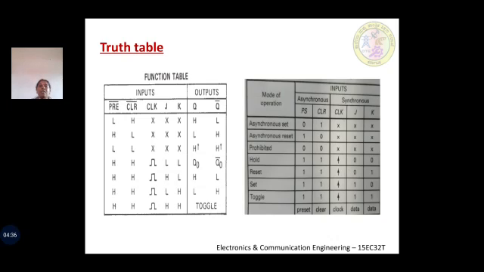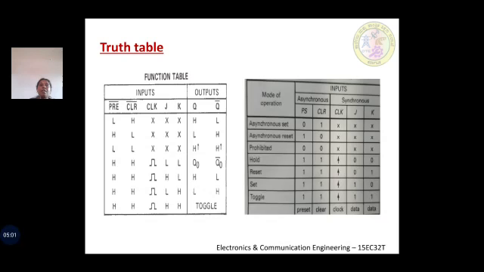So fourth case, when preset is high and clear is high, what happens on the application of the clock pulse? On the application of the clock pulse, if J is 0 and K is equal to 0, so Q and Q bar will be as it is. They are going to be in no change state or old state or previous state. So Q will be Q and Q bar will be Q bar.